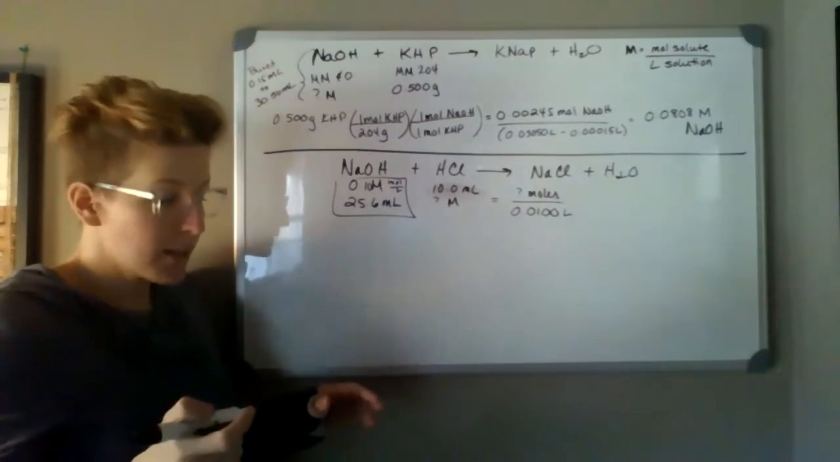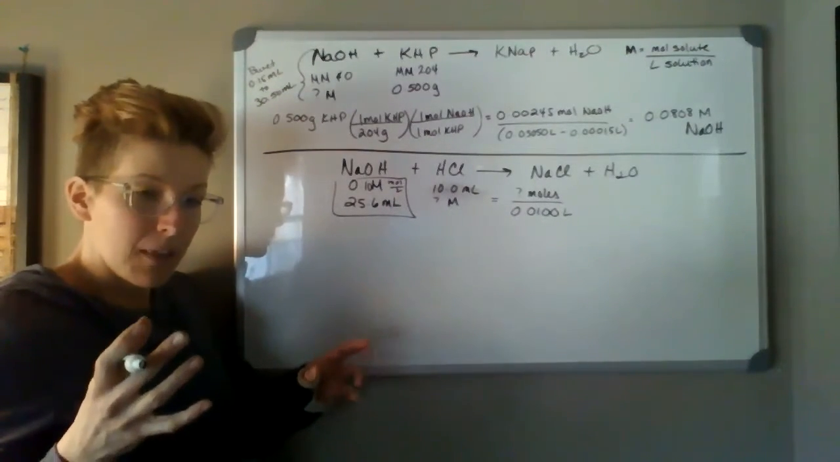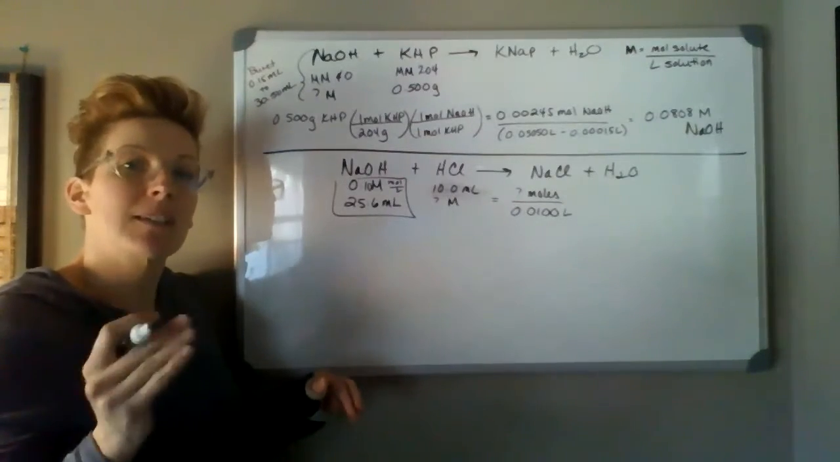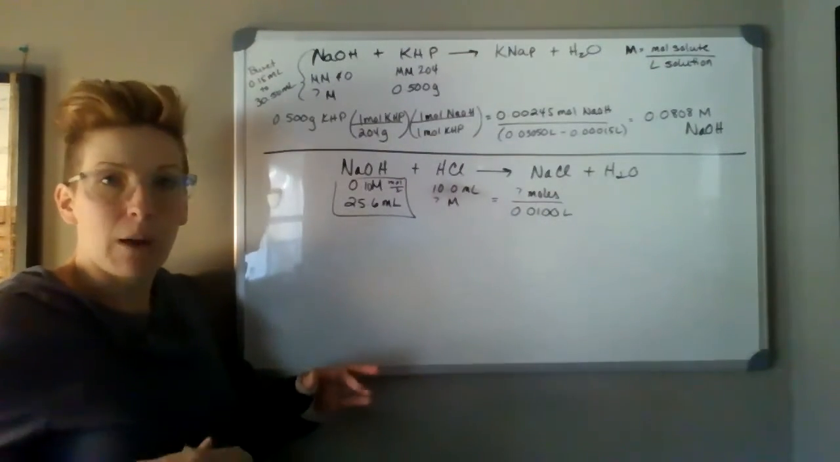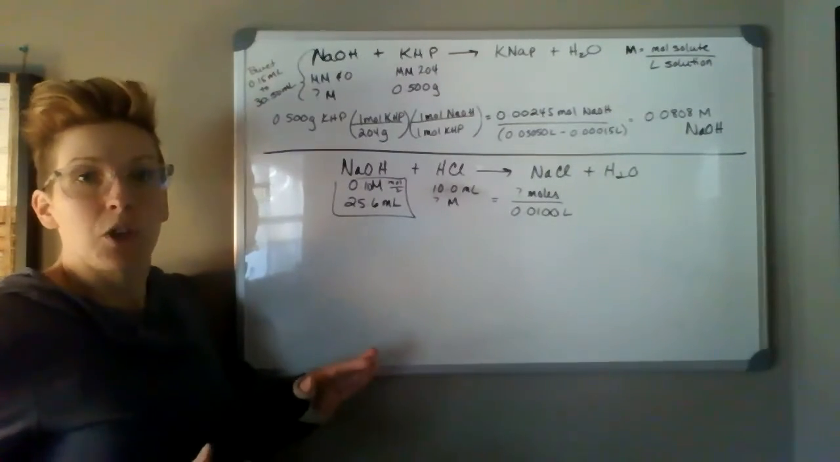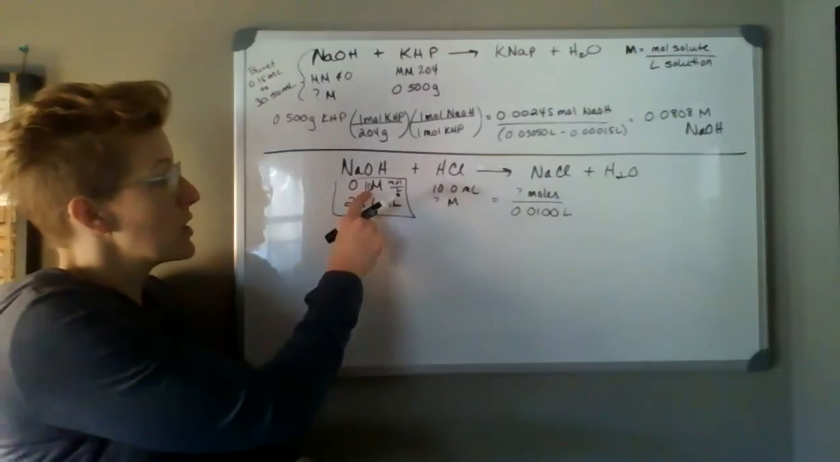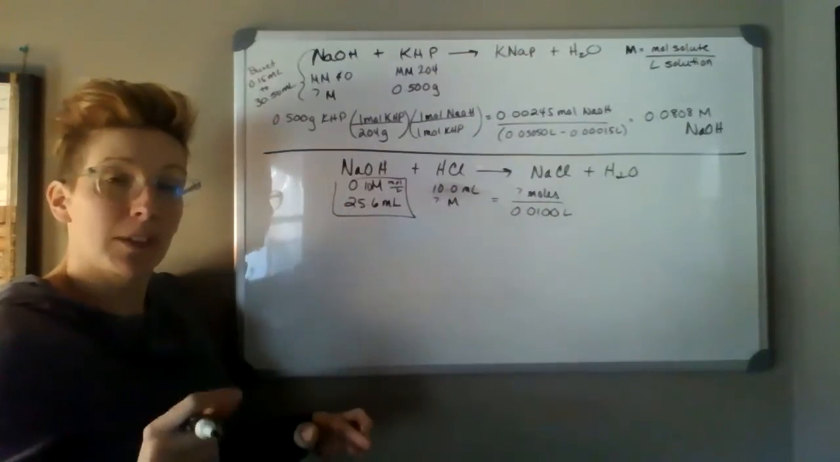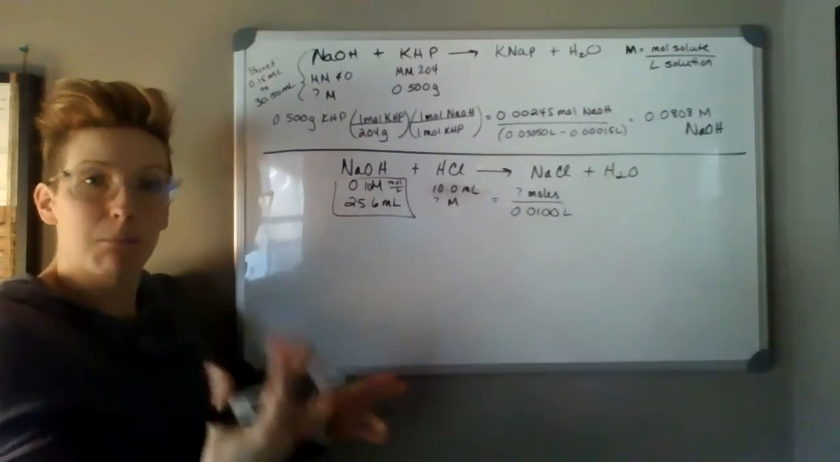Now, one concept that a lot of people have a problem with is, think about miles per hour. If you're going 60 miles per hour, that's per 1 hour. But maybe you didn't drive for an hour. Maybe you only drove for a half hour. So you would go 30 miles, but your speed is still 60 miles per hour. So your concentration is still 0.1 moles per liter, but you didn't use a whole liter. You only used 25.6 milliliters.